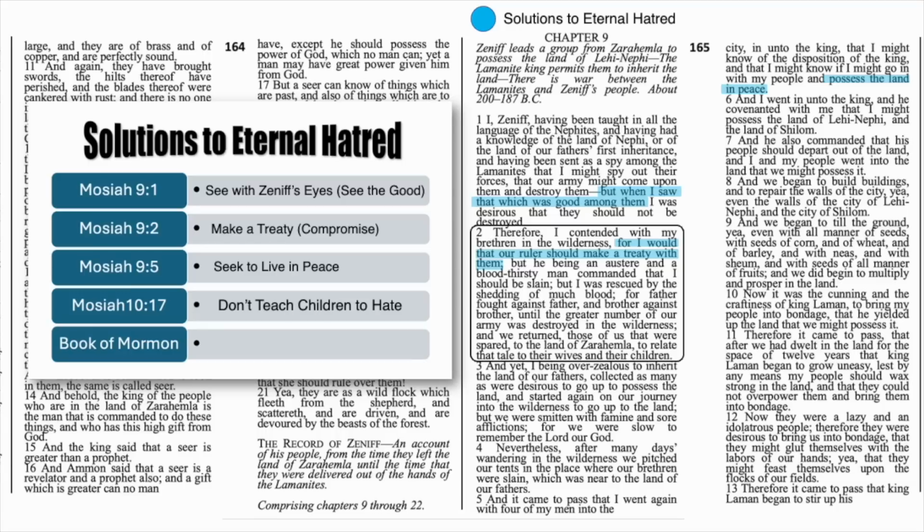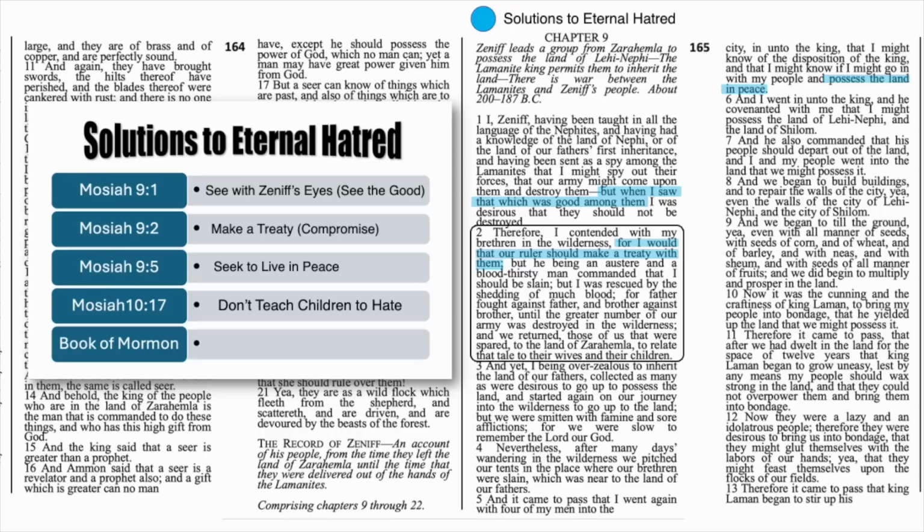And they say things like, any friend of my enemy is also my enemy. And it just goes to show how difficult a problem like eternal hatred can be to get rid of, and how hard we've got to work not to let them get started in the first place.